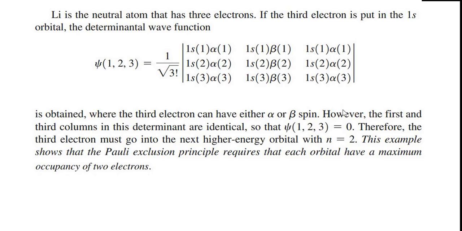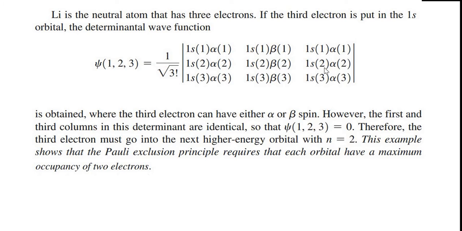Now, however, the first and third columns in the determinant are identical. So if we brute force it, what would be the result? The first column and the last column will be identical, and that means again by determinant property it would be 0. That means the whole thing would be 0. That means therefore the third electron must go into the next higher energy orbital with n equal to 2. So you cannot take the third column as such, because according to this Slater determinant form it would not exist. That means there would be no wave function existing.